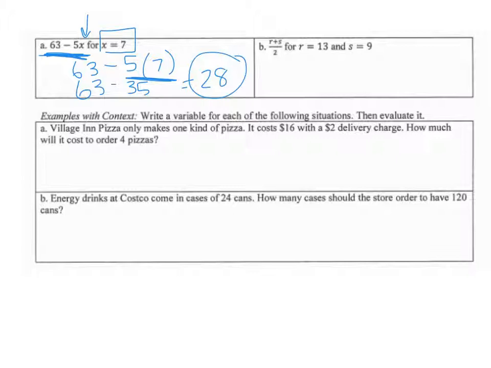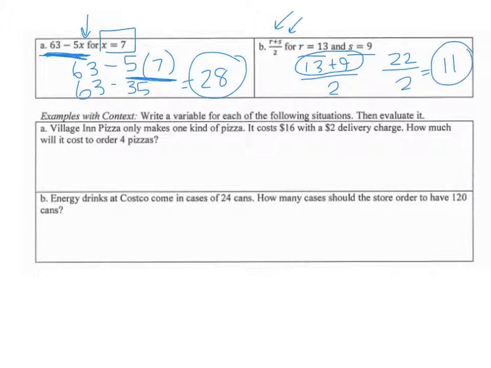Letter B, evaluate r plus s divided by 2 for r equals 13 and s equals 9. So plug in 13 and 9 for r and s. So it's 13 plus 9 all over 2, which means divide. So it's a fraction; order of operations, do 13 plus 9 first, which is 22, divided by 2 is 11. So your answer is 11.